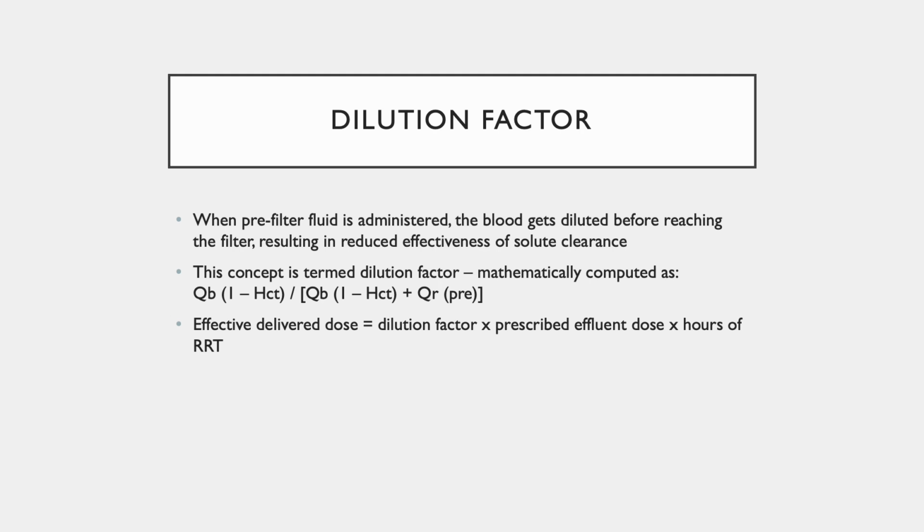So another concept is that of a dilution factor. Dilution factor is something that needs to be considered when pre-filter fluid is administered. As described earlier, the blood gets diluted before reaching the filter, and it reduces the overall effectiveness of solute clearance. So mathematically, the computation is blood flow rate times 1 minus hematocrit, divided by a denominator of blood flow rate times 1 minus hematocrit plus the pre-filter replacement rate.